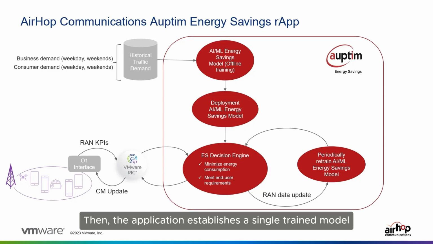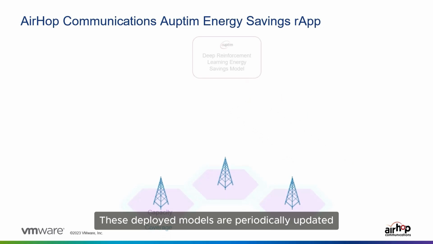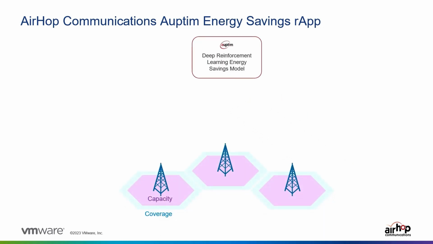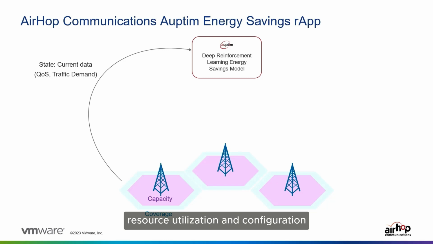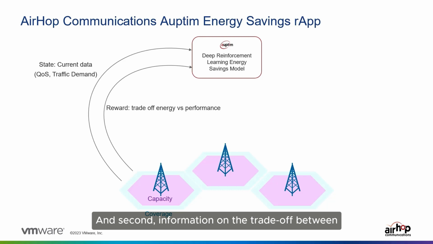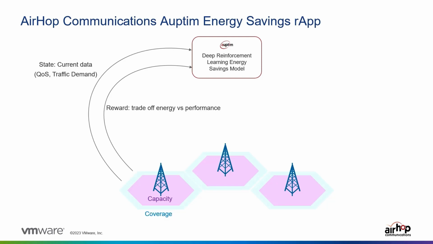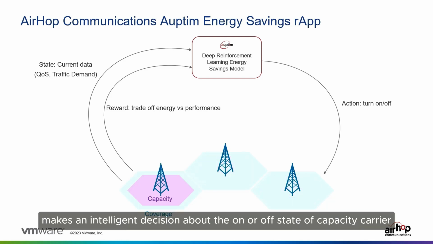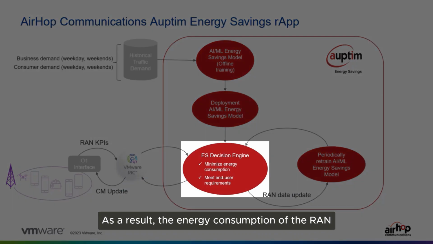Then, the application establishes a single trained model deployed as distributed inferences across the cells in the network. These deployed models are periodically updated based on two inputs. First, the new data about current network traffic demand, resource utilization, and configuration. And second, information on the trade-off between optimizing energy consumption and end-user quality of service. Finally, AirHop Energy Savings rApp makes an intelligent decision about the on or off state of the capacity carrier. As a result, the energy consumption of the RAN breathes with the traffic demand without impacting the user quality of service.